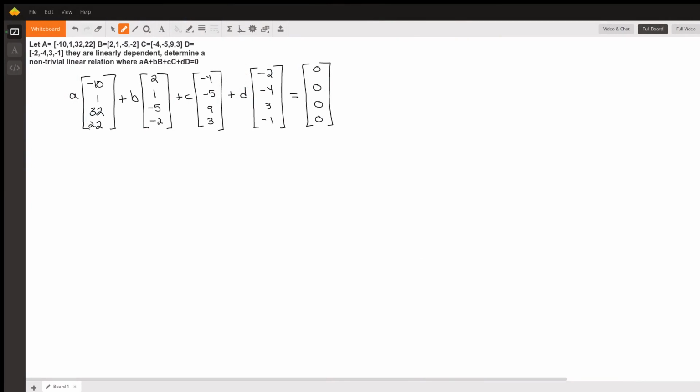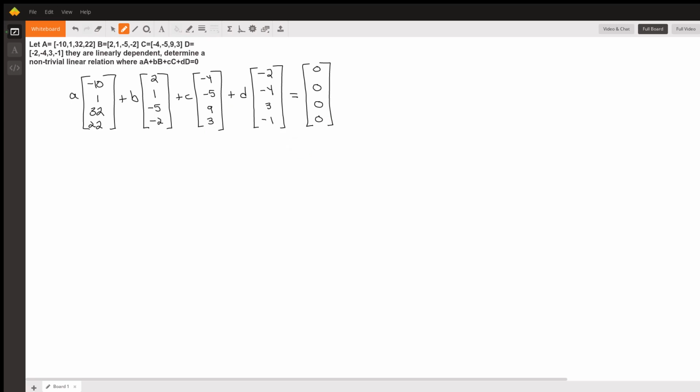So we have four vectors, A, B, C, and D, which are linearly dependent. And we are trying to determine a non-trivial linear relationship where A times this vector plus B times this vector plus C times this vector plus D times this vector is equal to the zero vector. And so what we're going to do is take this equation and turn it into a matrix equation.